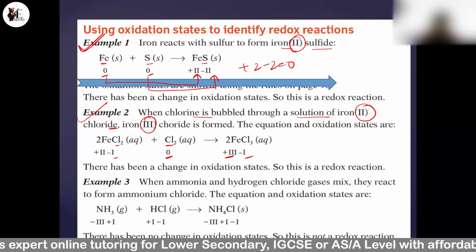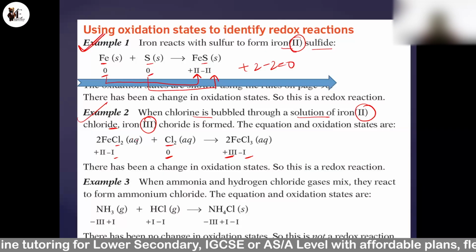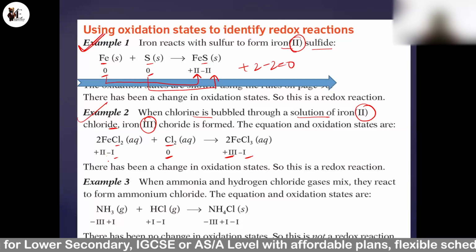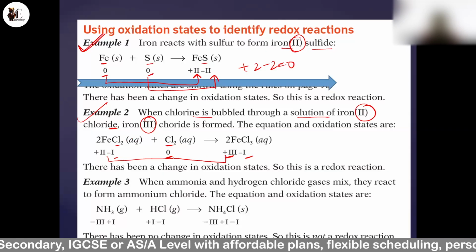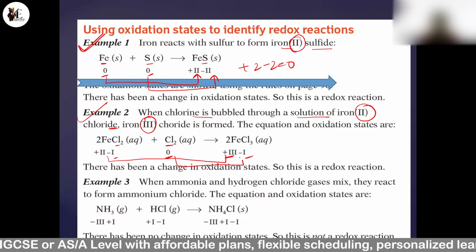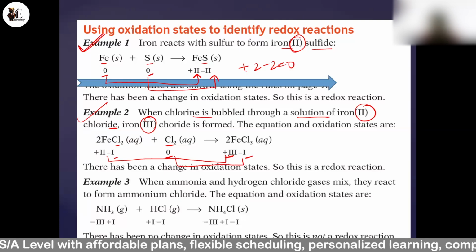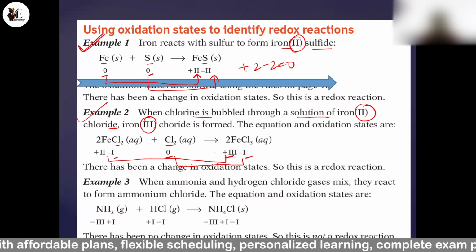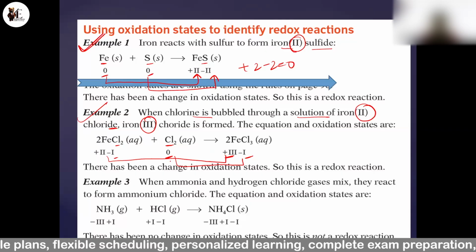Now there also a change in oxidation state is occurring. Iron is moving from +2 to +3. And chlorine is moving from 0 to -1. So an increase and a decrease in oxidation state are happening. So it is a redox reaction.